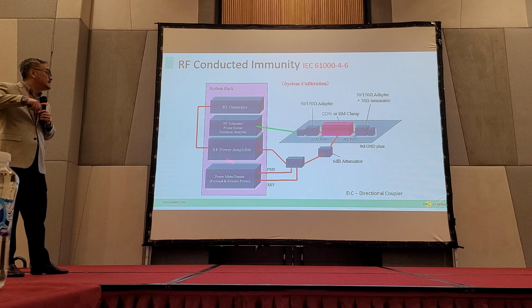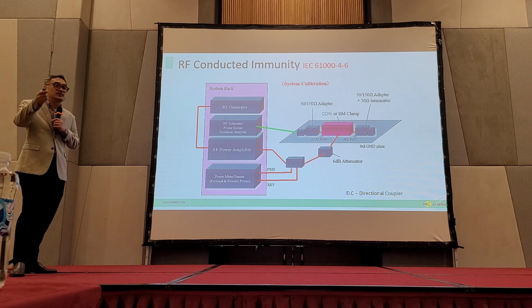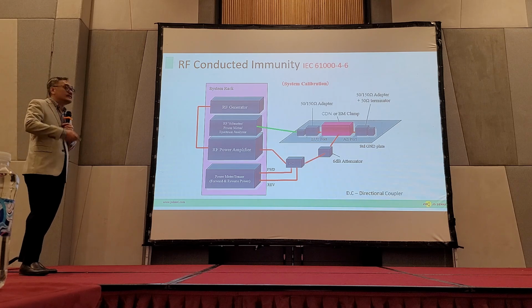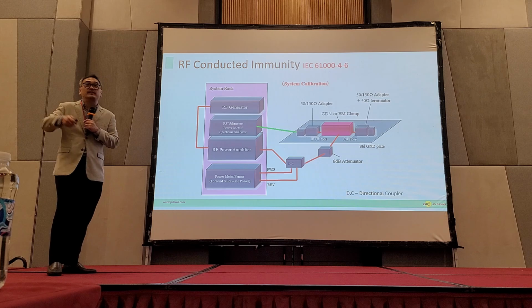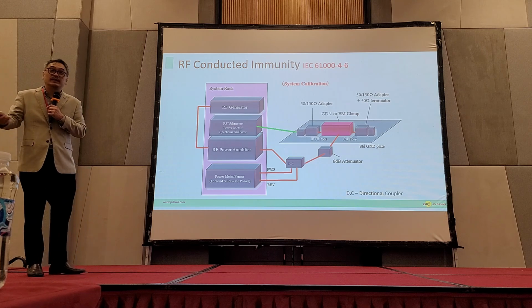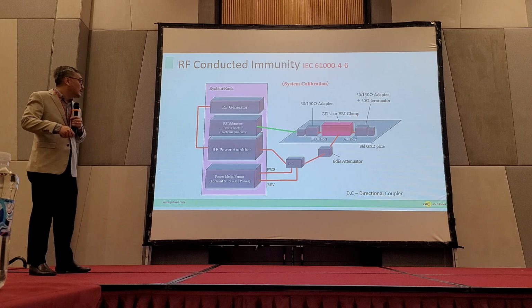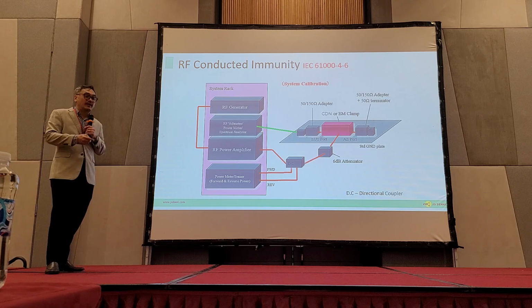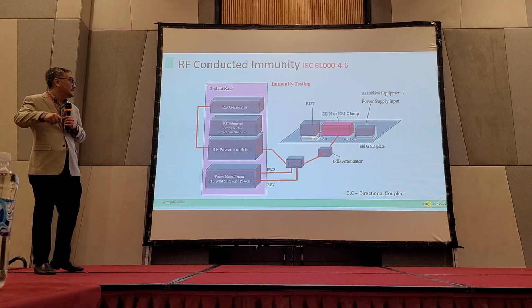We configure this in the systems according to the customer test level requirement. Some customers will say I want 3 volt EMF, some 10 volt EMF, some 30 volt EMF. So it depends. This is all defined by how big an RF power amplifier will be required. Now, the immunity testing diagram.